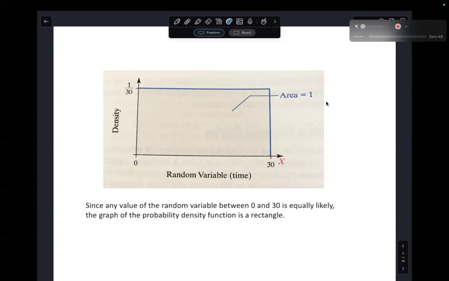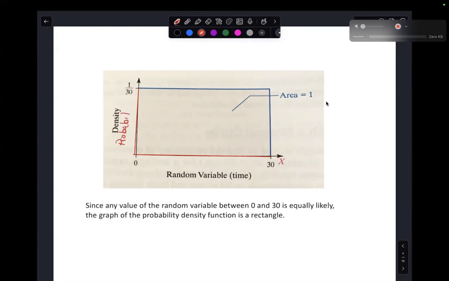So here, the area is 1. Since he can be anywhere from 0 to 30 minutes late, and each one has an equal probability of happening, in order for this area to be 1, the time has to be between 0 and 30 minutes. So every minute has a 1/30th chance of happening. It says density, but this is also probability. I'm going to put that here too.